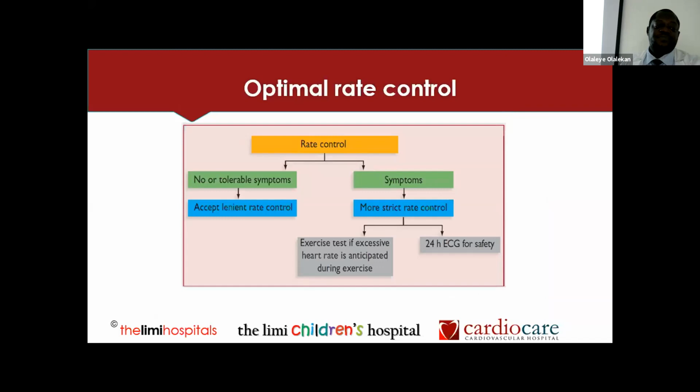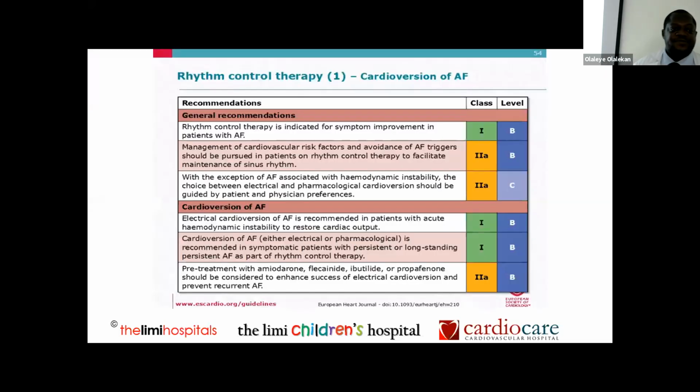So for rate control, for patients with few symptoms, go for lenient rate control. But for those with high symptom burden, you can try to get a stricter control of your heart rate. Then, for those with hemodynamic instability, now you need to address that. For that group of patients, you need to try to restore them back to sinus rhythm as soon as possible to improve their hemodynamic state.